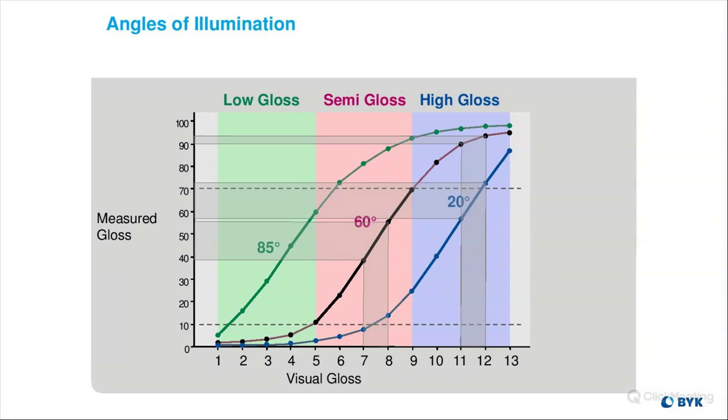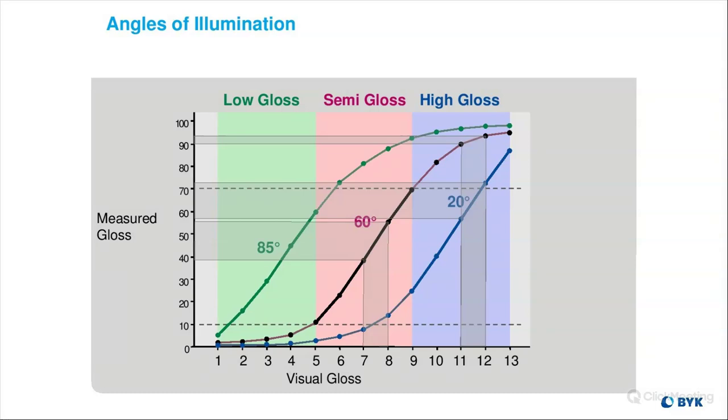So let me give you an example to show you why that is. Let's say you wanted to measure the difference between the number 7 panel and the number 8 panel using the 60-degree geometry. When we take measurements, we're seeing a clear visible difference. I think if you look at the scale here, we have a difference of about 17 gloss units. Again, visually they look the same, but as we take our measurements, we are getting a nice difference.